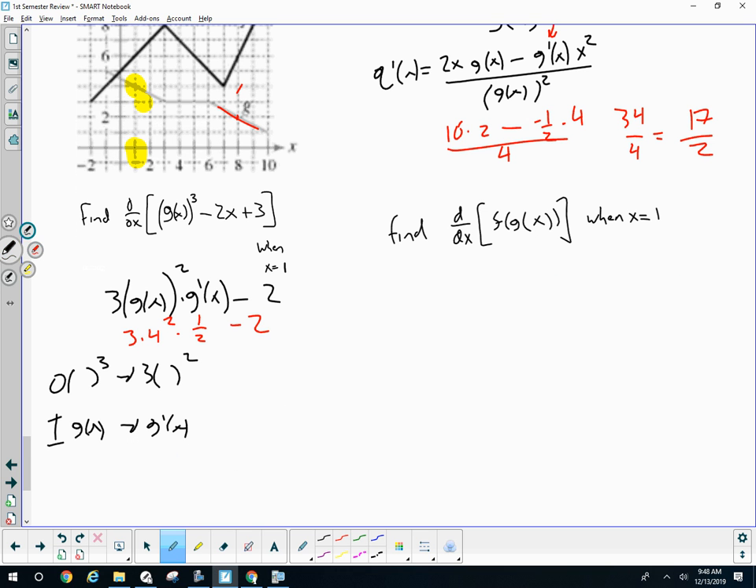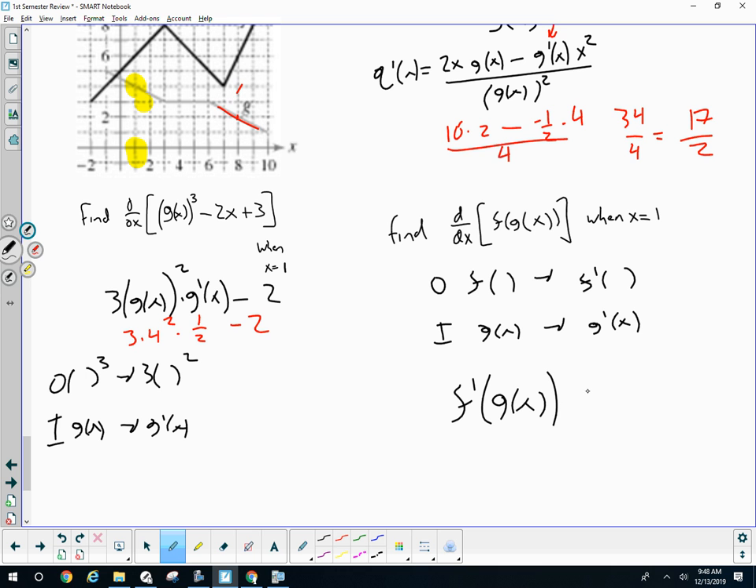Same goes for f of g of x. Outside is the f of, the inside is the g of x. The derivative of f of g of x, it's not a product. You don't use the product rule. You use the chain rule. So this is f prime of g of x times g prime of x. This is like the definition of the chain rule.